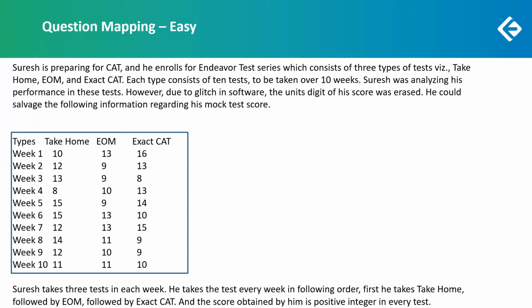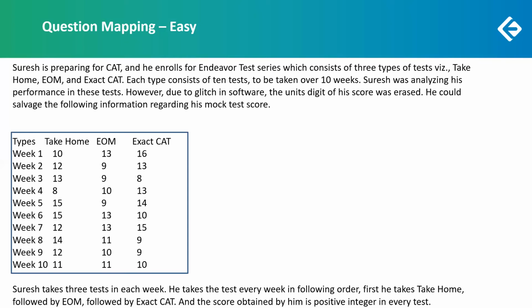The next easy set was a set in which we had a test series. So Suresh was taking a test series in which there were 3 types of tests: take home, EOM, and exact CAT. Now each type of test had 10 tests to be taken over 10 weeks, and Suresh took them in a certain order. Now the questions were based on this order and also on the fact that in the table that is provided, the last digit of each of the scores are missing.